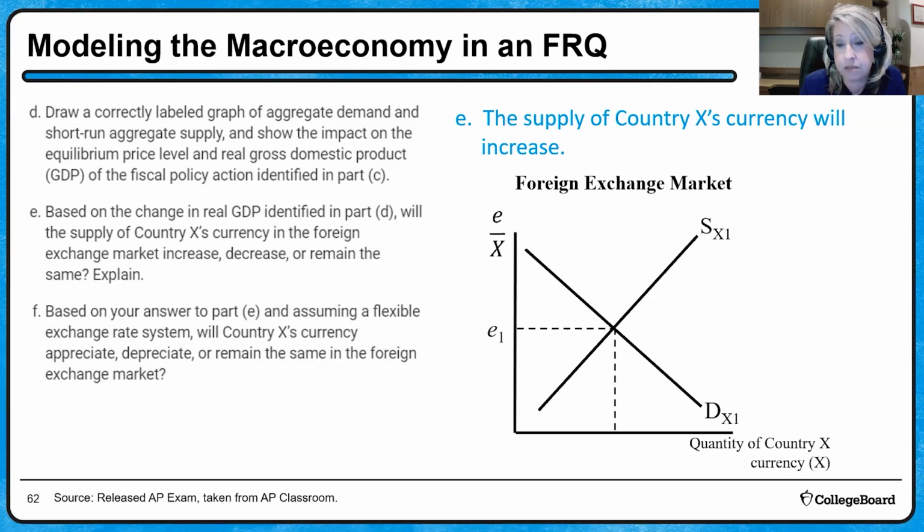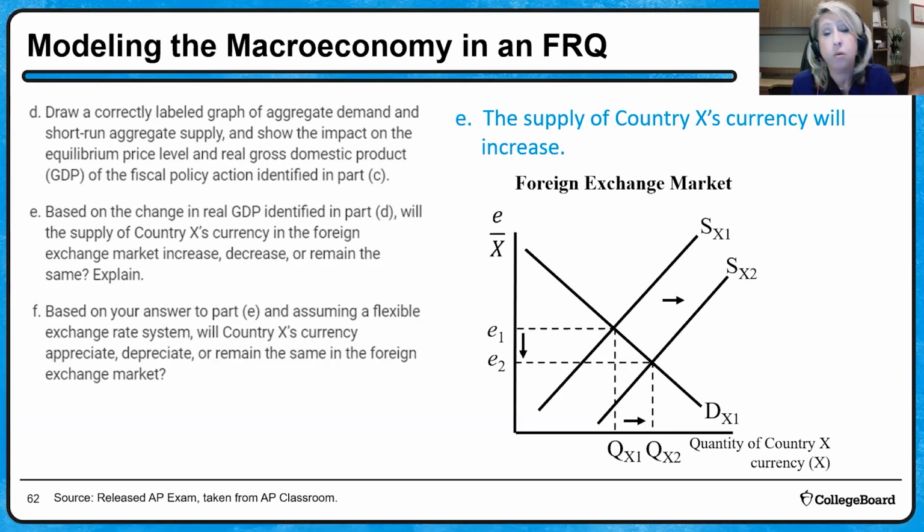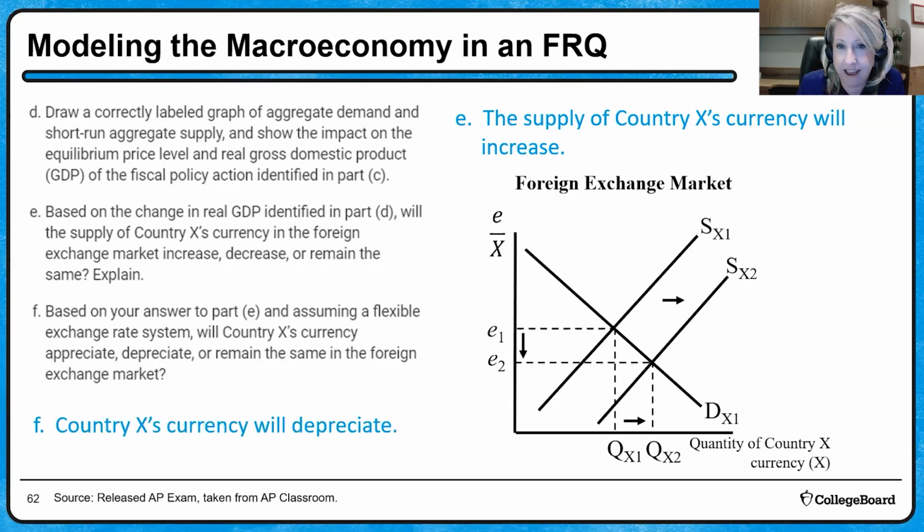So we have the demand and the supply of the currency. We have the equilibrium exchange rate, an increase in supply. There it is. That's going to cause the equilibrium exchange rate to fall. When the exchange rate falls, the currency is depreciating. So that is the answer to part F. And that brings us to the end of our practice session.